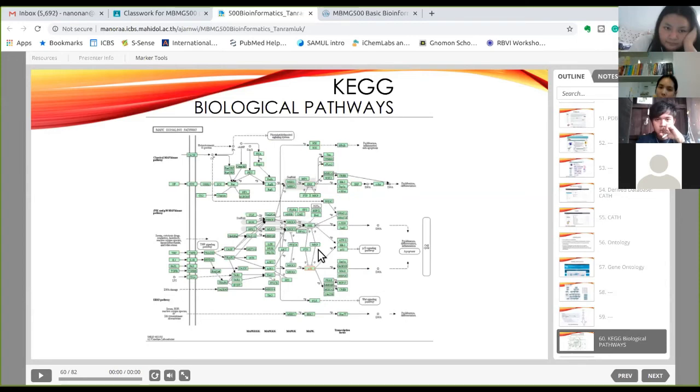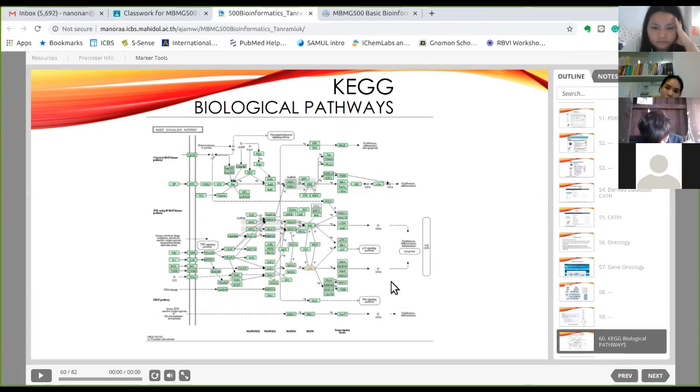So after you get the IDs, let's come to the more complex visualization of pathways. There is a database called KEGG. KEGG is the real-time curation biological pathways database. So if you know the protein called P38, it will allow you to highlight the color of that protein inside the pathways.